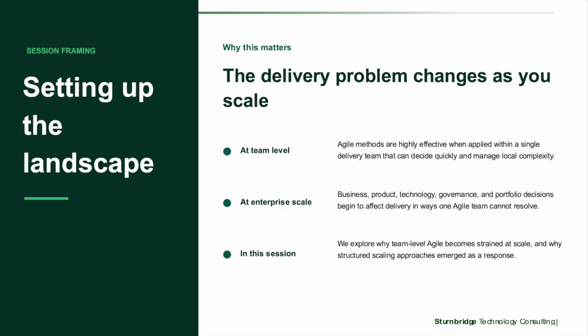At the team level, Agile methods are highly effective. A Scrum team can establish clear priorities, work in short feedback cycles, and adjust quickly when needs change. Communication is direct. Planning is visible. Stakeholder access is often manageable. The team has enough local autonomy to solve problems and move forward.